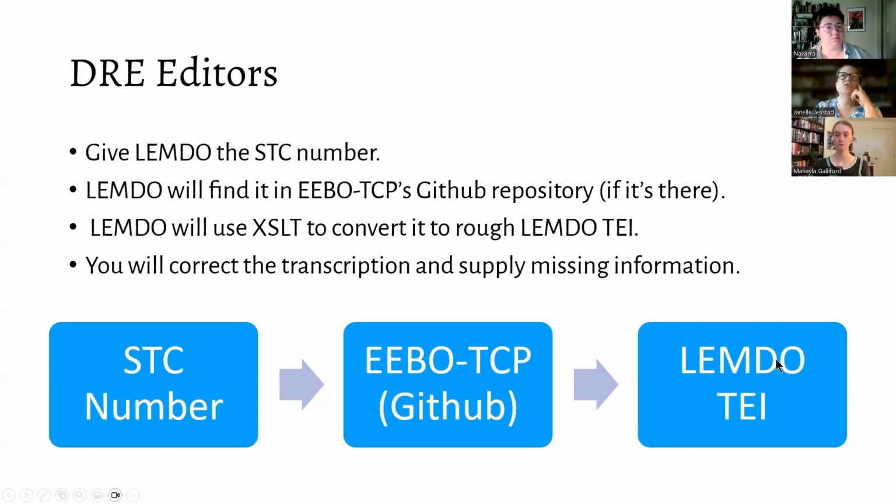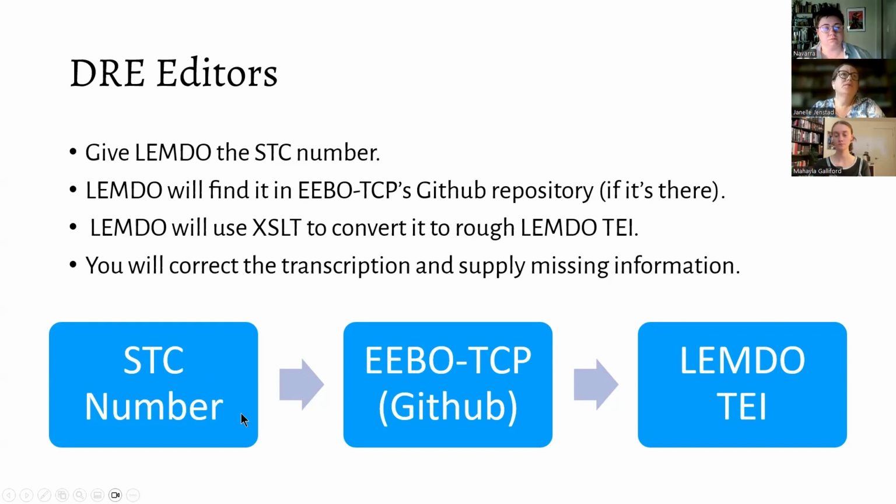Then you will correct that transcription and you'll supply the missing information, of which there's often quite a bit. The EBO TCP transcribers are fairly conservative and they don't make guesses that we might feel more confident as editors making. So there's the workflow there.